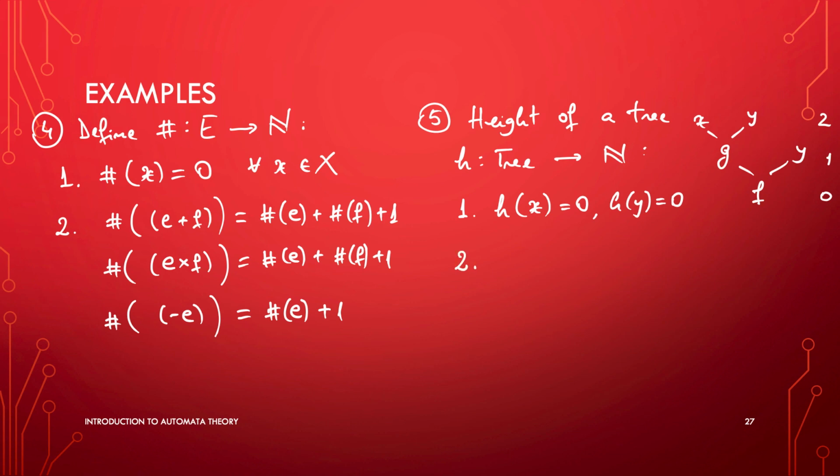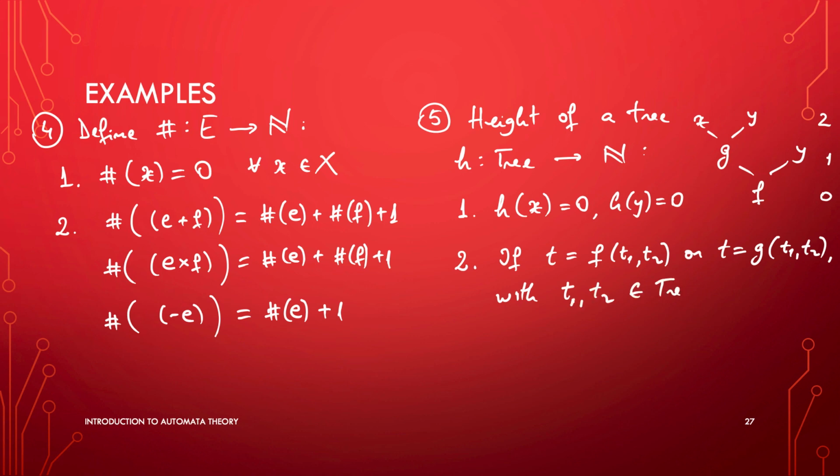And the second thing is that if your tree is of the form f of t1, t2, or t is of the form g of t1 and t2, with t1 and t2 trees, then here's how you are going to define the function. Let's think about this for just a moment.